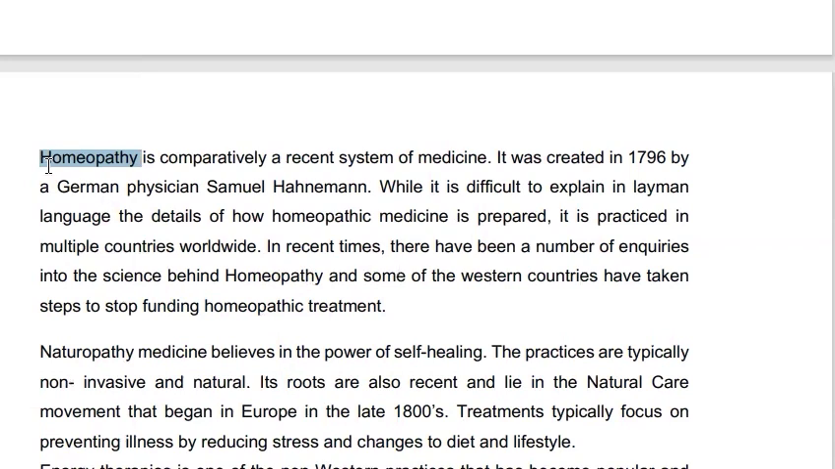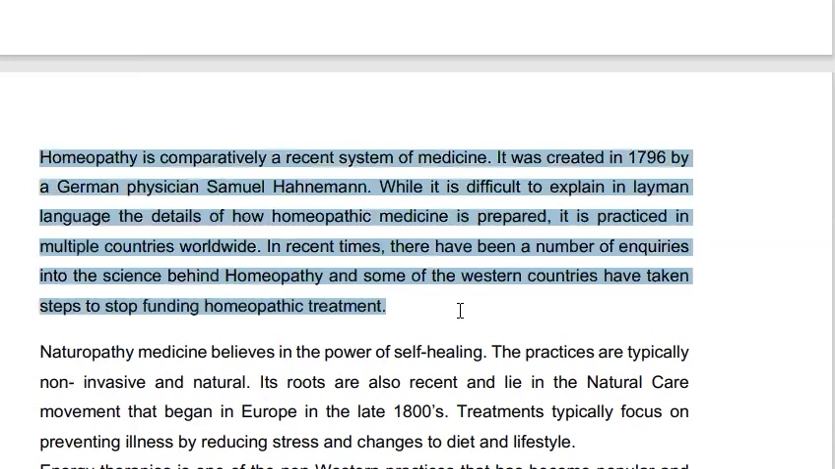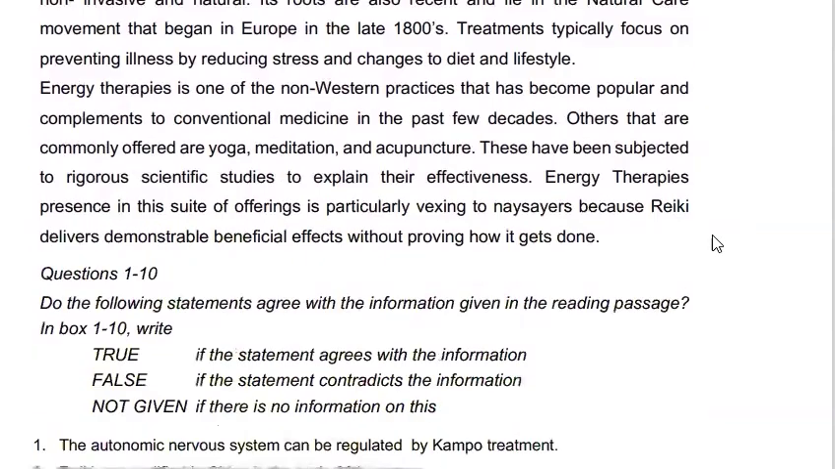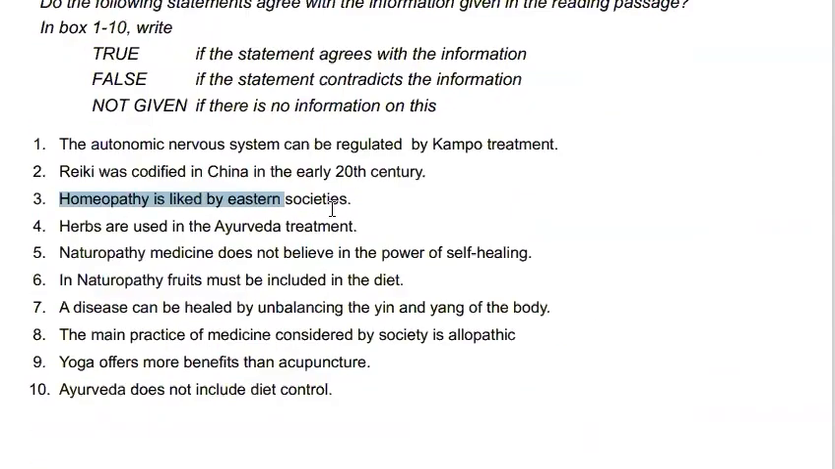So if we see, the whole paragraph is not talking about it, it has not even mentioned if it is liked or not liked by Eastern societies. Since the information is missing and unclear, the answer to question number 3 would be not given.